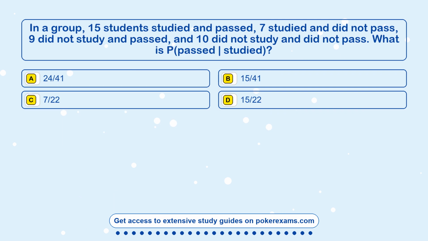Question 23. In a group, 15 students studied and passed, 7 studied and did not pass, 9 did not study and passed, and 10 did not study and did not pass. What is P(passed | studied)? Option A 24/41. Option B 15/41. Option C 7/22. Option D 15/22.